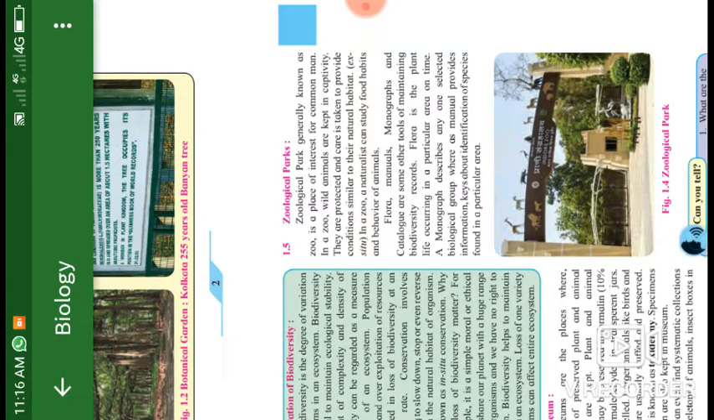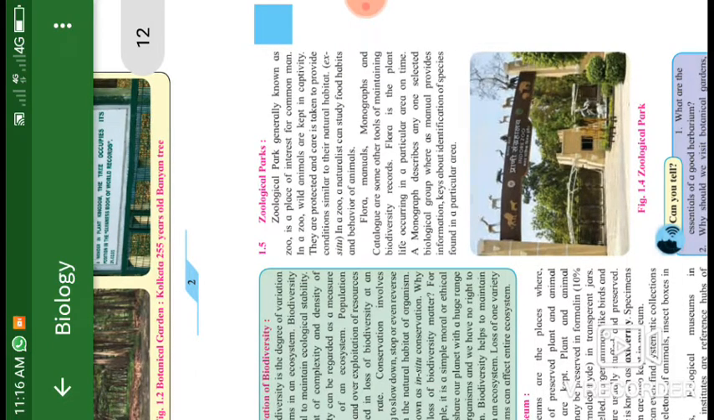Zoological parks. Zoological parks, generally known as zoos, are places of interest for the common man. In zoos, wild animals are kept in captivity. They are protected, and care is taken to provide conditions similar to their natural habitats. In a zoo, a naturalist can study the food habits and behaviors of animals.